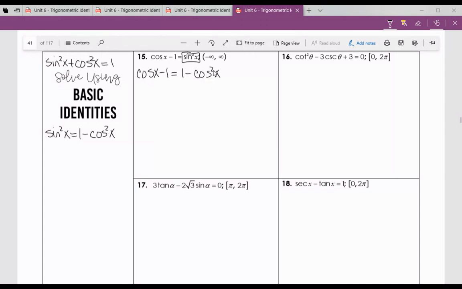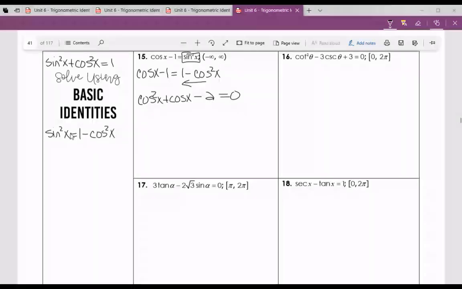Now, by doing that, I created a quadratic, so I'm going to have to move both of these terms to the other side so I can set the problem equal to 0. So that's going to be cosine square x plus cosine x minus 2. Now, when you have a problem that has just one function in it, all cosines, even though this is squared, it doesn't matter, we're going to have to factor this problem.